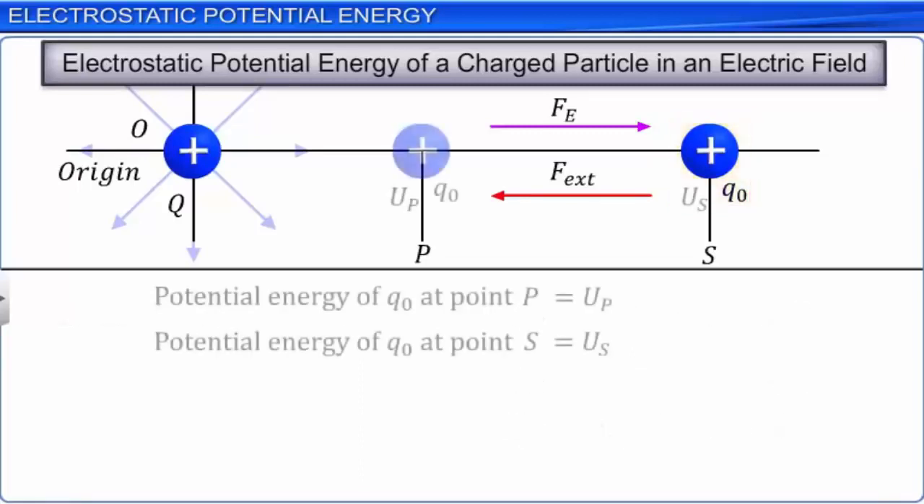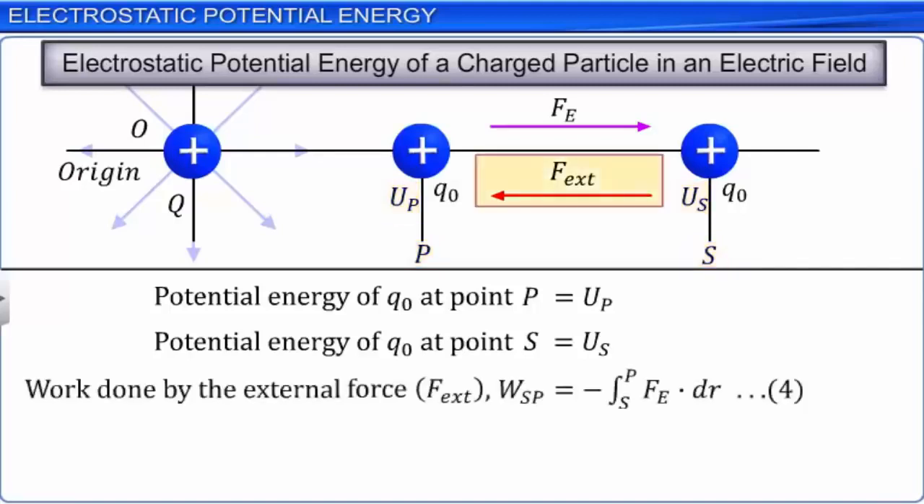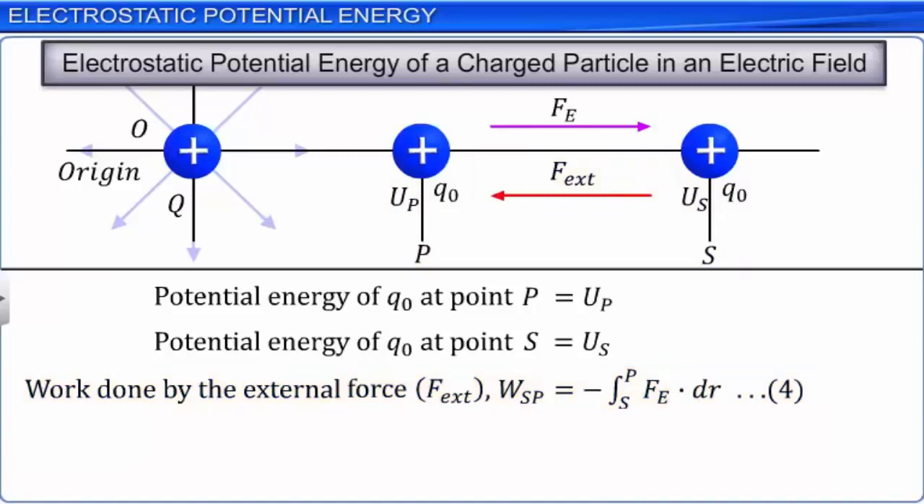Let the potential energy of the charge Q0 at points P and S be UP and US respectively. The work done by the external force F, as given by equation 4, is also equal to the difference in the electrostatic potential energies of the charge Q0 at the points P and S in the electric field. Let this be equation 5.